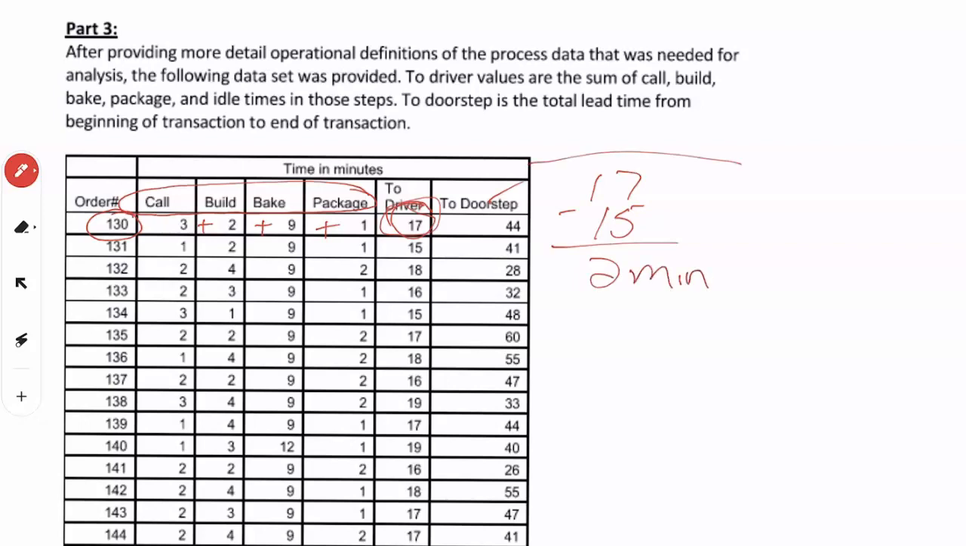And that 2 minutes represents all of the idle time handoffs in between each step. We call this white space in the system. Idle time handoff, or white space. Now, we don't know if the white space is all between call and build, or all between build and bake, or bake and package, or spread out equally amongst all of those variables, but we do know that there is 2 minutes in that particular record for white space.